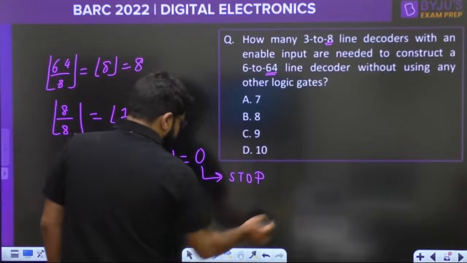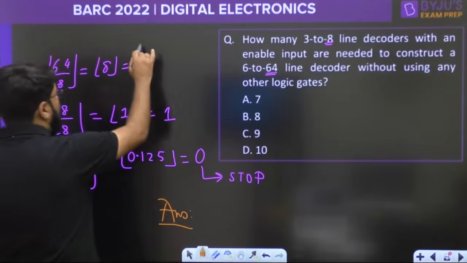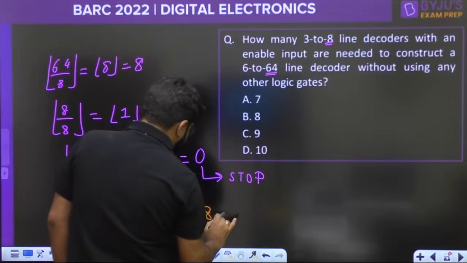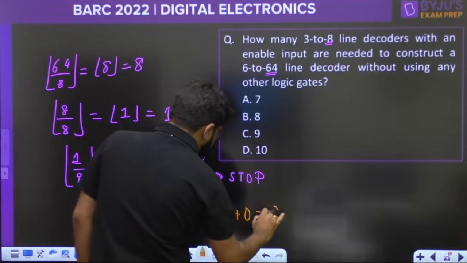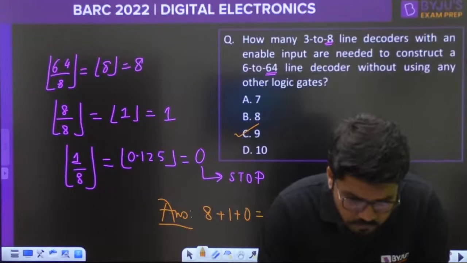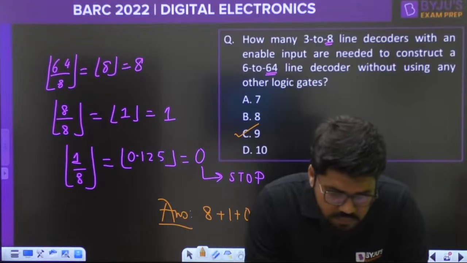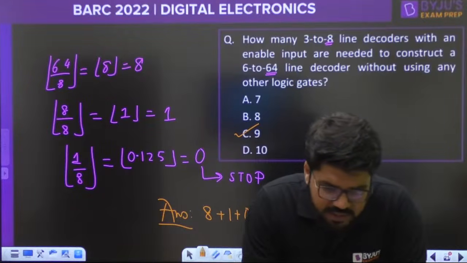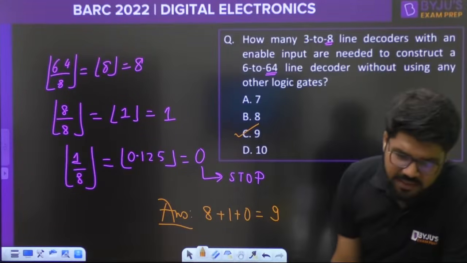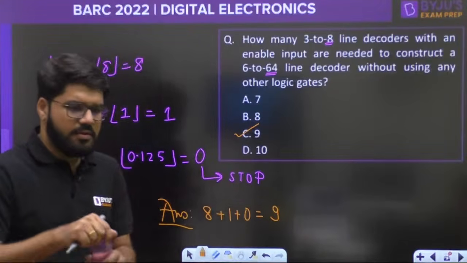So what should be the answer? The answer is obtained by adding all these results. The answer is 8 plus 1 plus 0, and the answer should be 9. Option number C. Yes, Rakhi, it will be considered correct. The correct answer is 9. So Rajit, it's not 8, it's going to be 9.